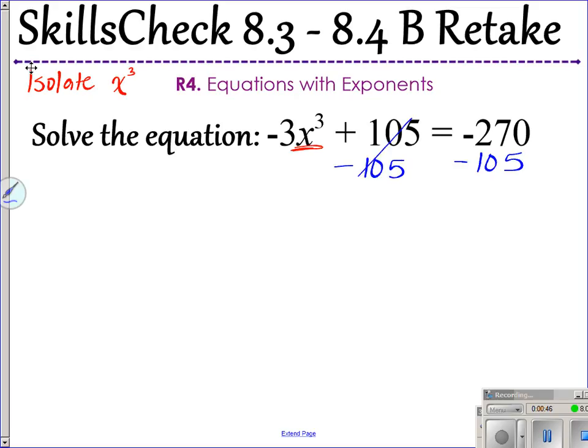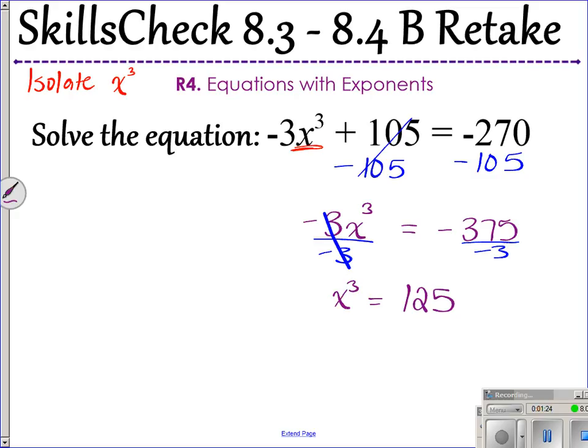And when we do that, we get negative 3x cubed equals negative 375. Okay? Our next step to getting the x cubed alone is to get rid of that negative 3 in the front. And right now that negative 3 is being multiplied, so to undo that, we're going to divide the negative 3 off. And when I do that, I get x cubed equals positive 125. Negative divided by negative is positive.